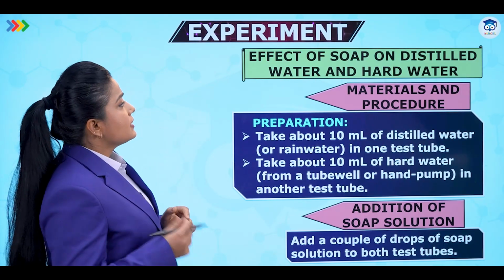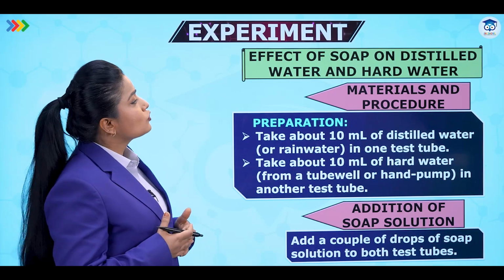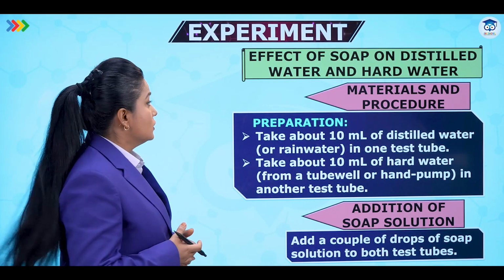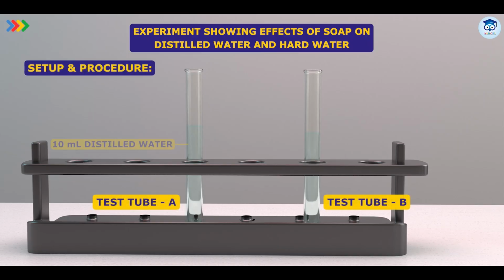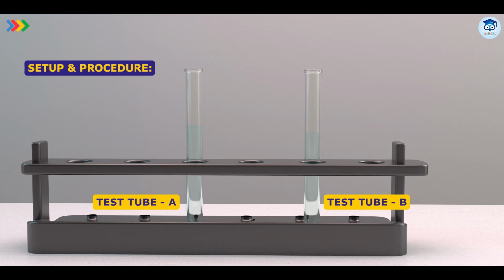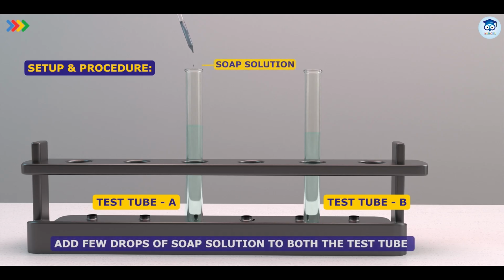Now let's try to understand another experiment where we can see the effect of soap on distilled water and hard water. For this we require 10 ml of distilled water, which can be obtained from a lab or from rainwater, in a test tube. Then take about 10 ml of hard water from a tube well or a hand pump in another test tube. So we have 2 different water samples with us. Now we are going to add soap solution to it. Add a couple of drops of soap solution to both the test tubes.